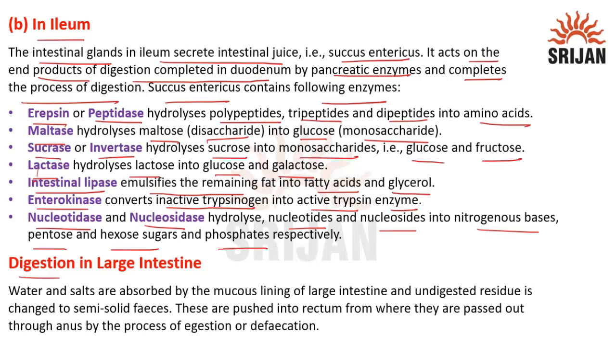Then digestion in the large intestine. Water and salts are absorbed by the mucous lining of the large intestine and the undigested residue is changed to a semi-solid phase. These are pushed into the rectum, from where they are passed out through the anus by the process of egestion or defecation.